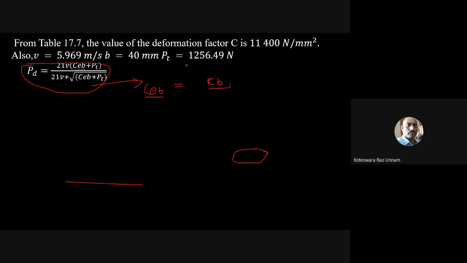If he has given CB, anyway B is given for us. In the problem, B is given, 40 is already given. Then the only thing we should know is the values for C. Did he give any tables for C in the data book? That also we'll see. First you refer to the data book, then tell me whether he has given the C values, any table for C value.